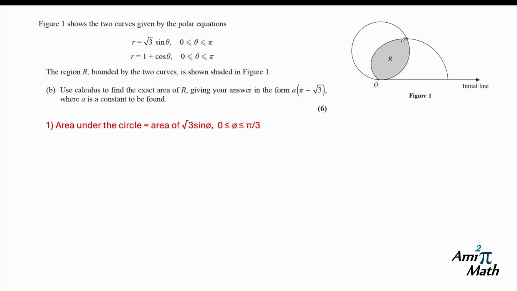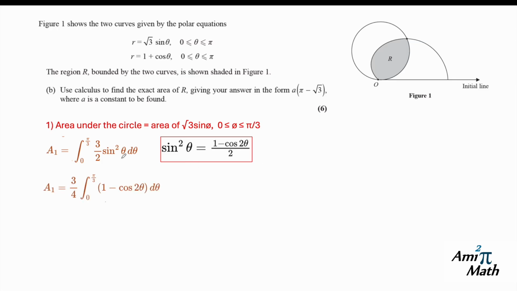Okay, so the area of the circle is equal to the area of r equals root 3 sine theta, which is this given here. First, we know our equation, which is half r squared, and then we know that our limits are pi over 3 and 0. Then we just put these back into the equation and expand it so it looks like this. Then using our knowledge of identities, sine squared theta equals 1 minus cos 2 theta over 2, we put that back into this equation, which will give us this.